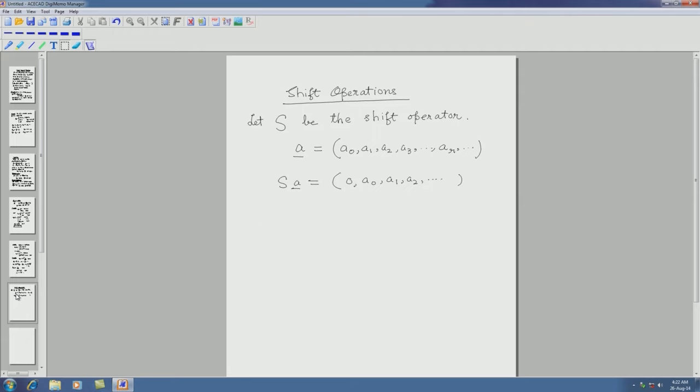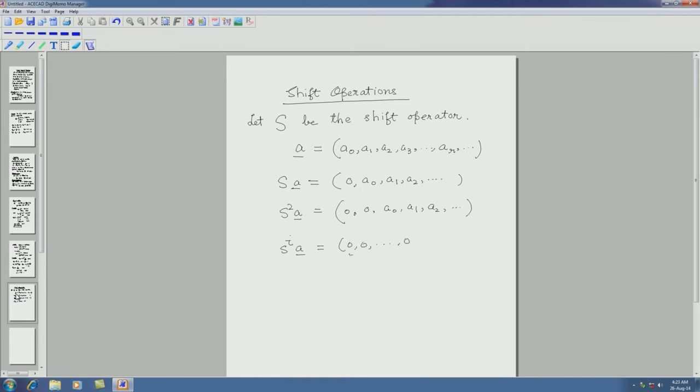If I apply S again, I get S square A which is a discrete numeric function given by 0, 0, A0, A1, A2 and so on. So, the net effect is that S shifts the whole sequence of the values of the discrete numeric function by one position, S square shifts by 2 positions and so on. So, I can think about S^i A as 0, 0, and so on up to 0, i positions, and then I have got A0, A1, A2 and so on.